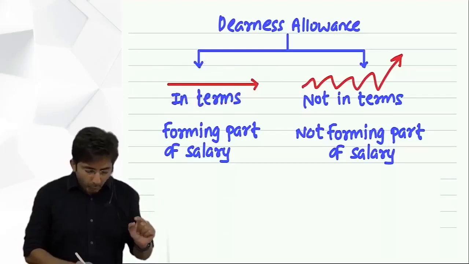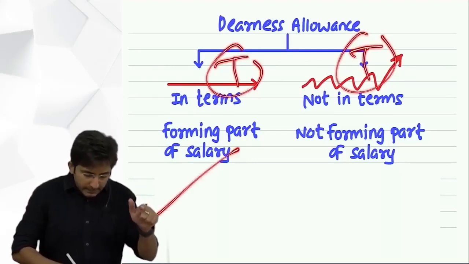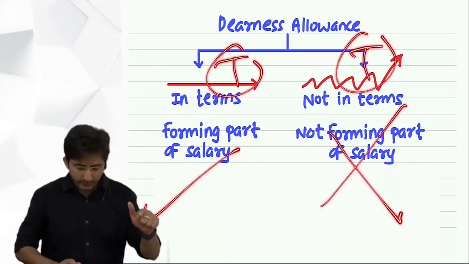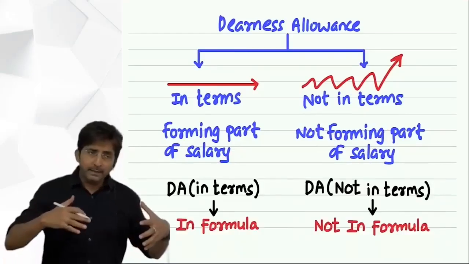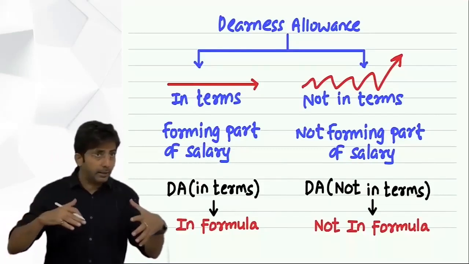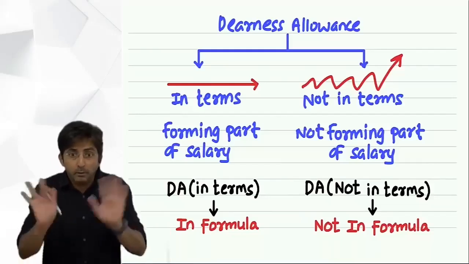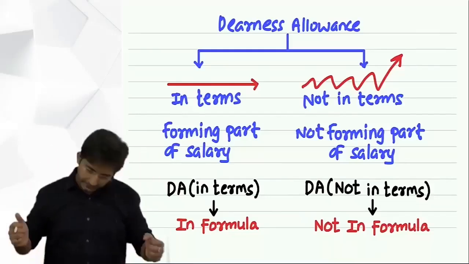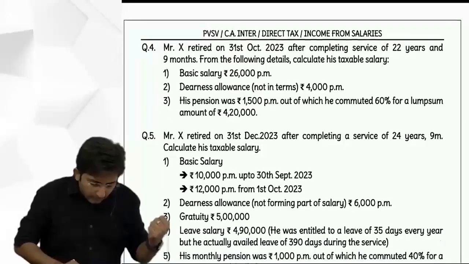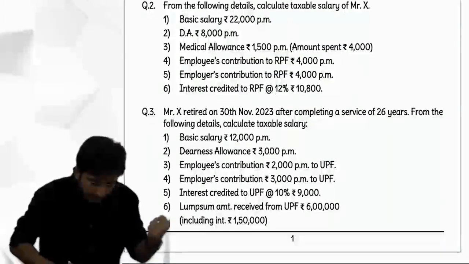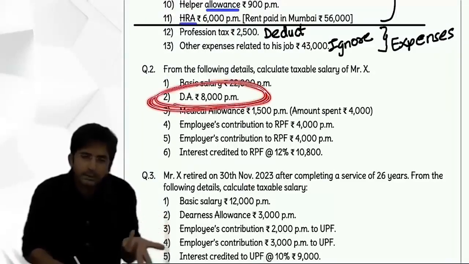In short, see, both the DAs are taxable, but in the formula, this is taken, this is not taken. See, there is one good slogan here, read. In terms, in formula; not in terms, not in formula. So as soon as you see in the question, not in terms, not in formula; in terms, in formula. But see, we have solved questions till now. In this question, DA nothing was given. So we assumed in terms.